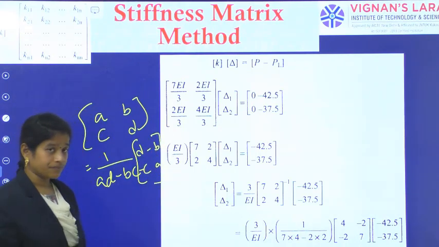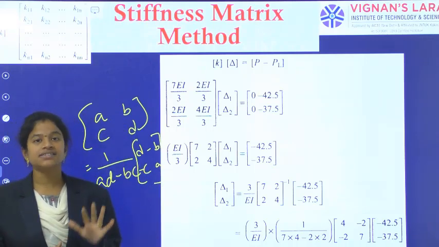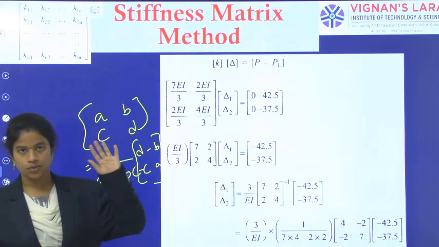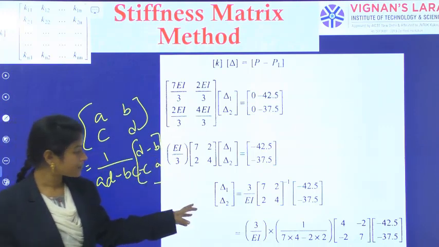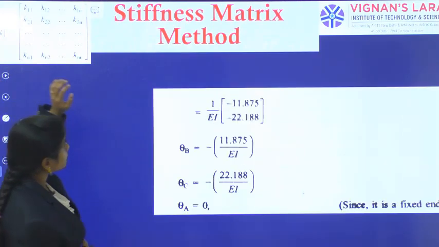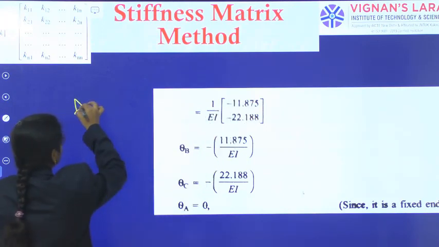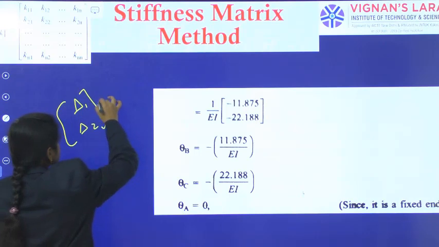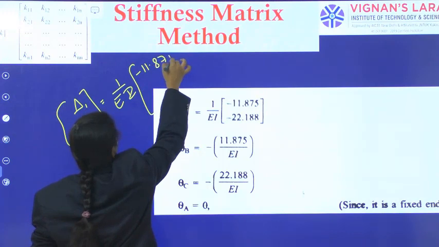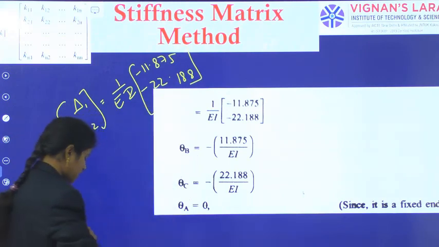So we are going only for the highest of 2 by 2, because in our syllabus the highest number of unknowns we have to solve is 2. So 2 unknowns means 2 deltas or 2 forces. After the rearrangement and multiplication, we get the output delta 1, delta 2 equal to 1 over EI times minus 11.875, minus 22.188. So these values we have found.